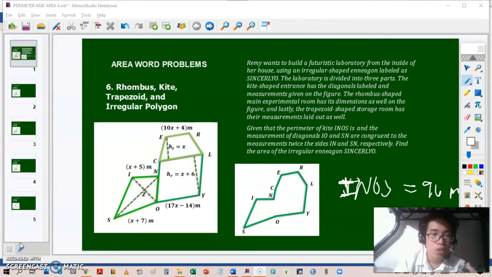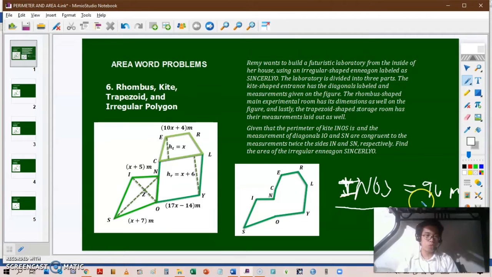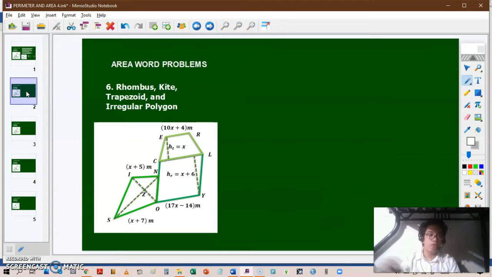So Remy wants to build a futuristic laboratory from the inside of her house using a regular shaped enneagon labeled as SNCERLYO. The laboratory is divided into three parts: the kite, the rhombus, and the trapezoid rooms. Okay, so we're given here that the perimeter of kite INOS is equal to 96 meters. So how do we solve for the value of x given that the perimeter of INOS is 96 meters?